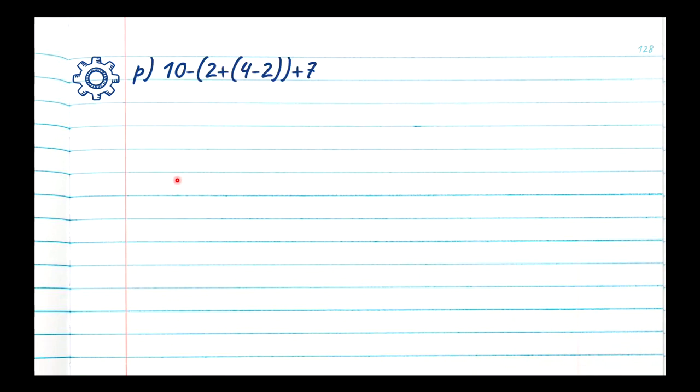Let's take a peek at P. So we have 10 minus and then an opening bracket, because we're always looking for brackets first. Now we check to see if there's any child brackets, so 2 plus and then another opening bracket.